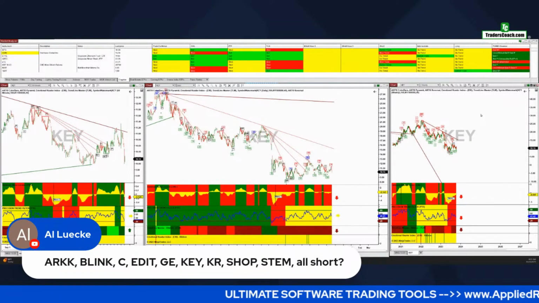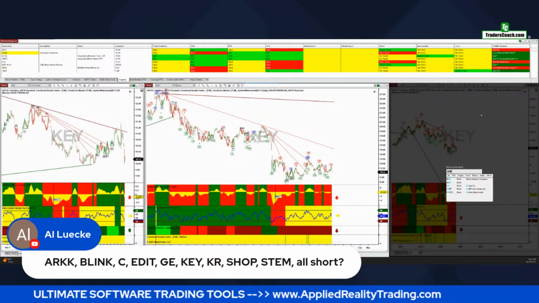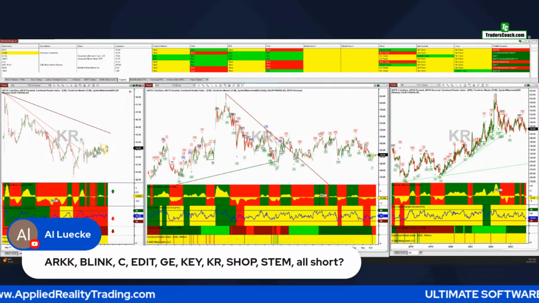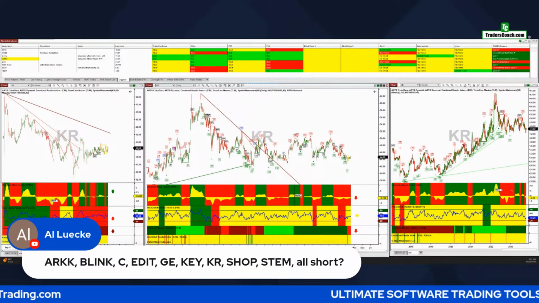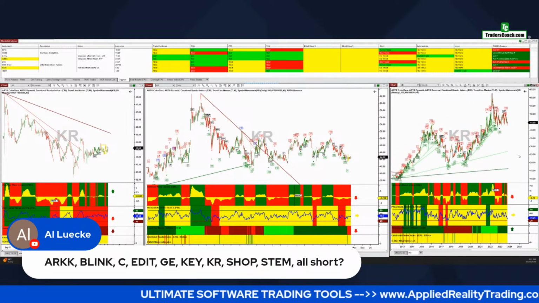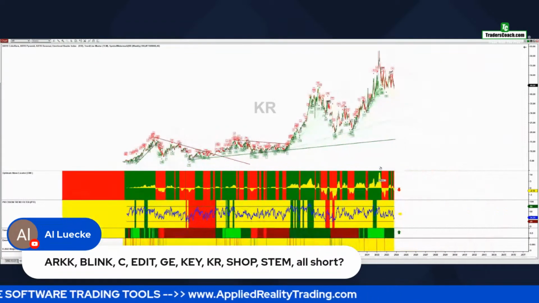All right, let's take a look at KR, which I think is Kroger or something? Yeah, okay. So we'll take a look at that one. All right, so red PTF right away on the 60-minute chart. We see some selling down here. We got red across the board. Okay, so let me open up this, and this is kind of an interesting thing.